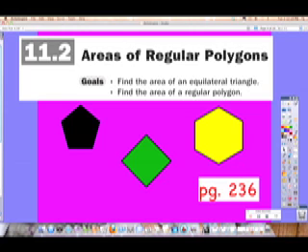Good job. So what I'm going to show you today is how to find the area of any equilateral triangle, so all sides equal, and then any regular polygon. We're going to find the area of it. There are formulas. One's fine and the other one's a little bit yikes.